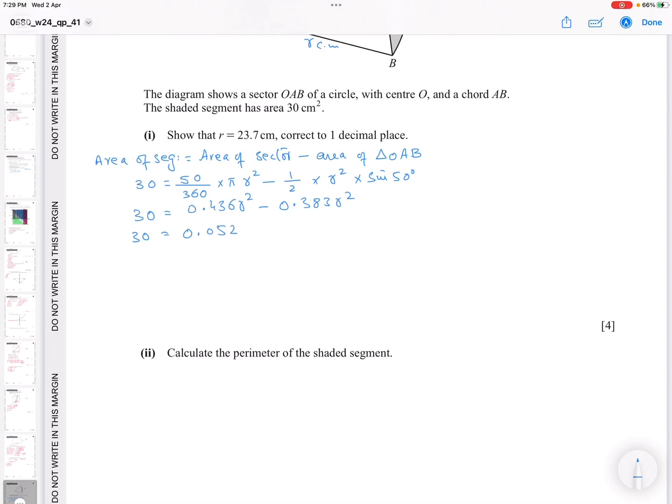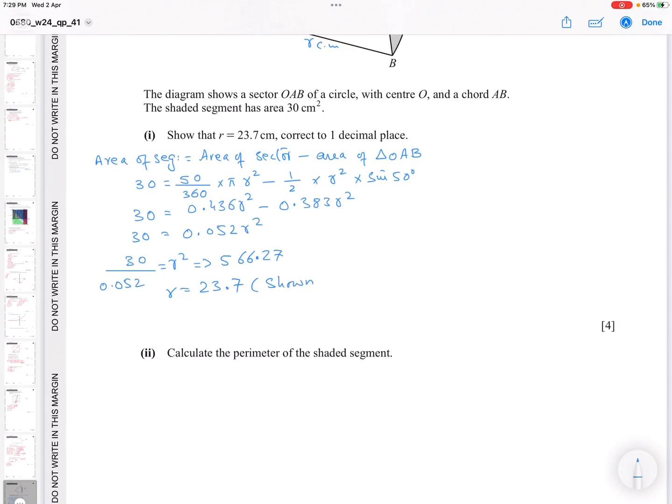So 30 equals, subtract 0.383 from 0.436, so you get 0.052 r squared. So 30 divided by 0.052 is equal to r squared. So r squared would be equal to 566.27, and your r is the square root of this. This gives us 23.7, and you can now write shown.